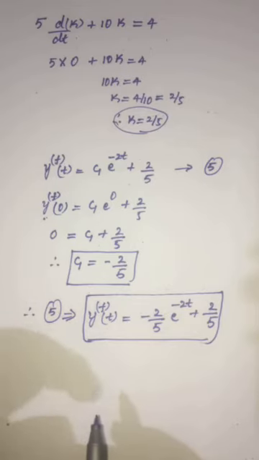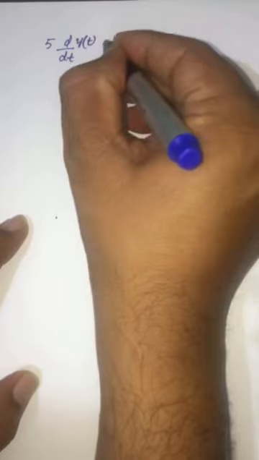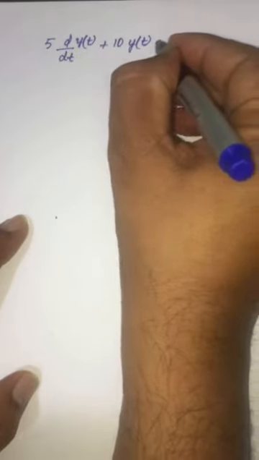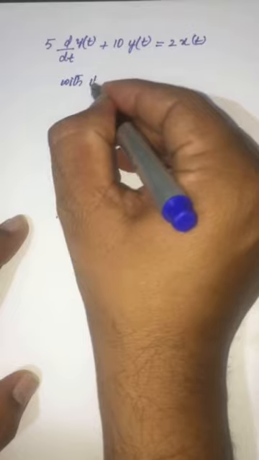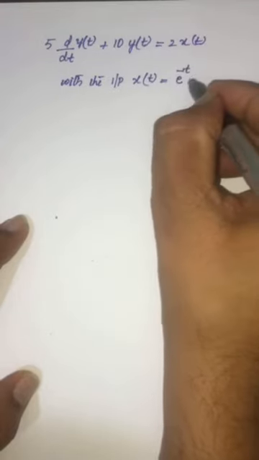Now let us see the other example over here. The next question with respect to forced response is, find the forced response for the system given by 5 d by dt of y of t plus 10 into y of t is equal to 2 into x of t, with the input x of t equals e to the power of minus t into u of t.